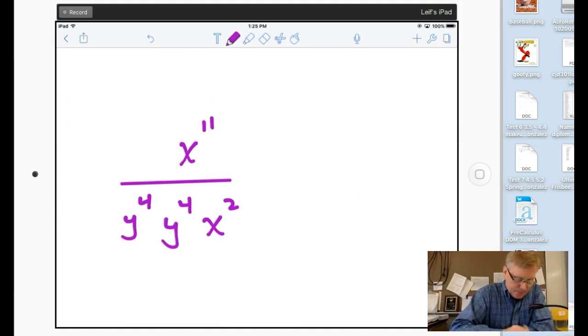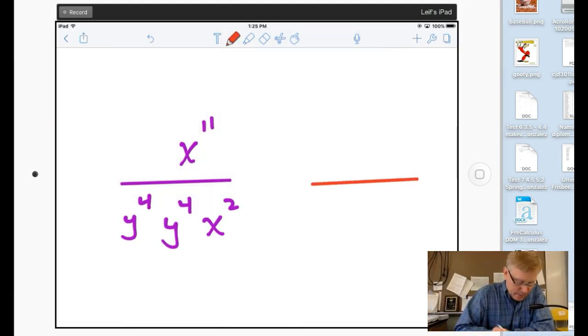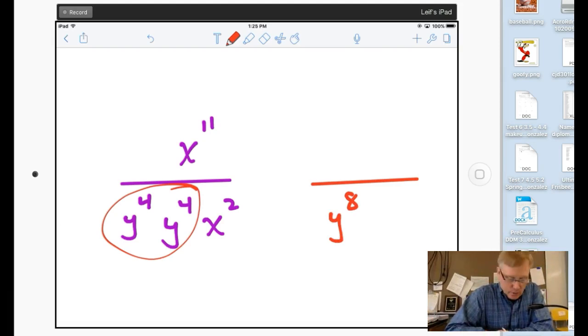Okay, so now I'm over here. Next, let's see, so y to the 4th and y to the 4th, you can add those two together. It gives me y to the 8th. And I'm good with that.